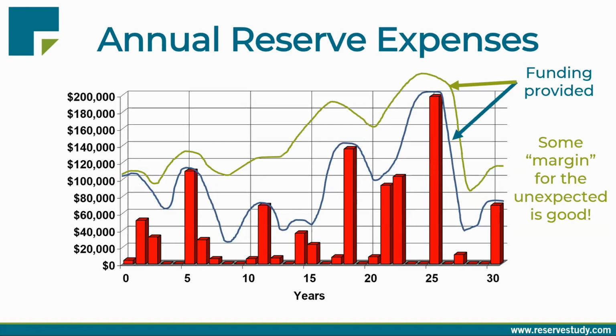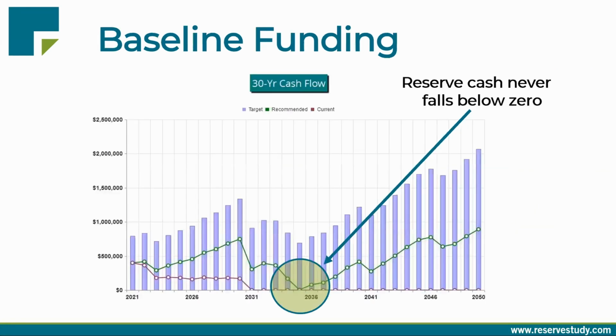But because nothing ever happens exactly according to the plan, it is a good idea to have a little margin in your plan, like this green line. The majority of your reserve funding goes straight to the expenses, but a little margin can go a long way to making life smoother at your association. So, how much margin is good? Let me show you what it looks like to have no margin.